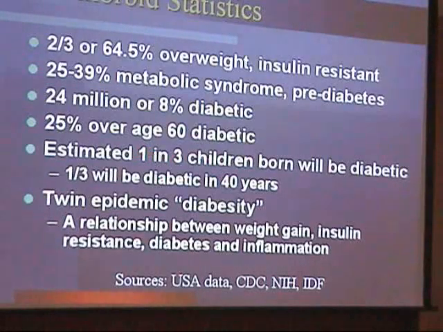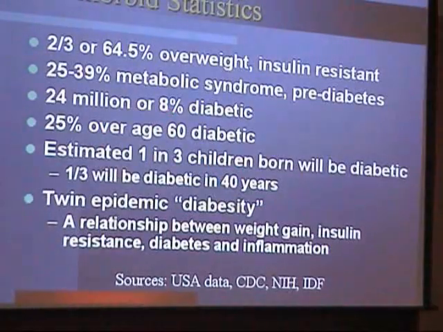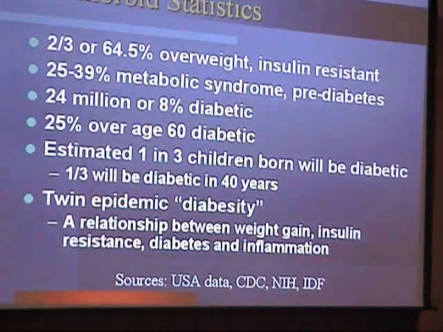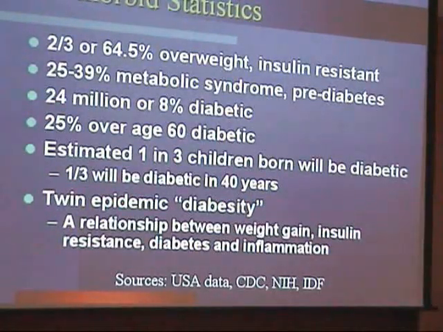And this statistic, 1 in 3 children will be diabetic in 40 years. So basically, 8% diabetic now will become 33% diabetic in 40 years. And so this concept, a twin epidemic of diabesity, as we call it, and there's this direct relationship between weight gain, insulin resistance, diabetes, and inflammation.